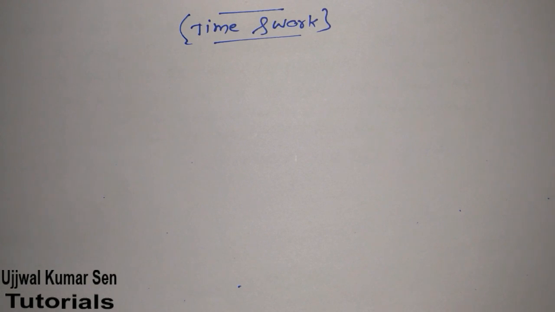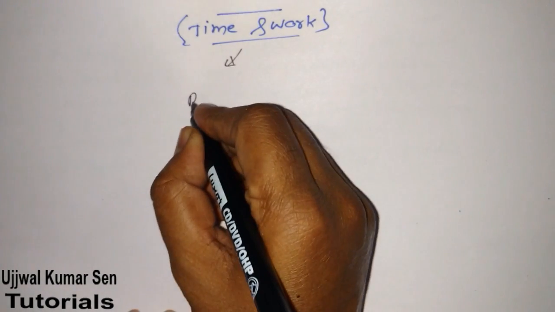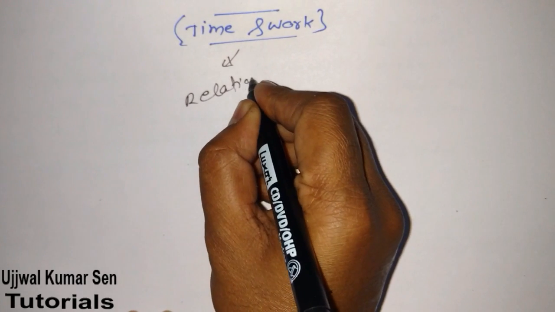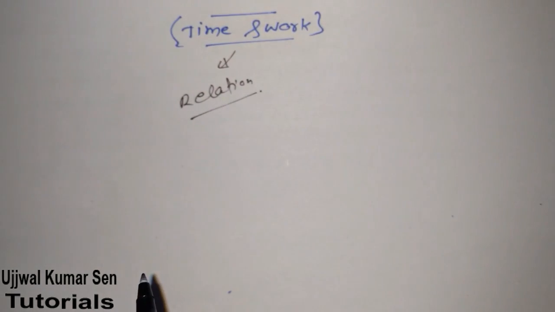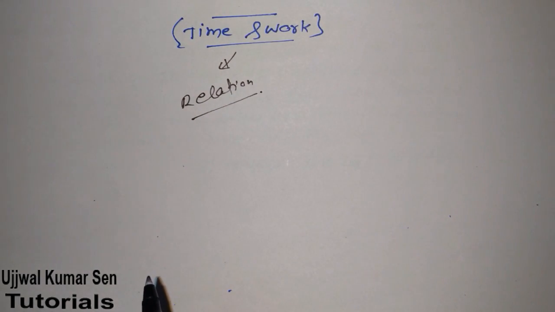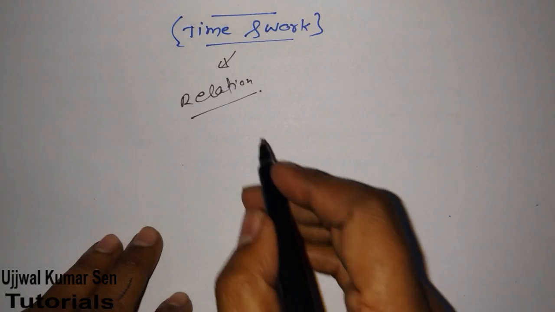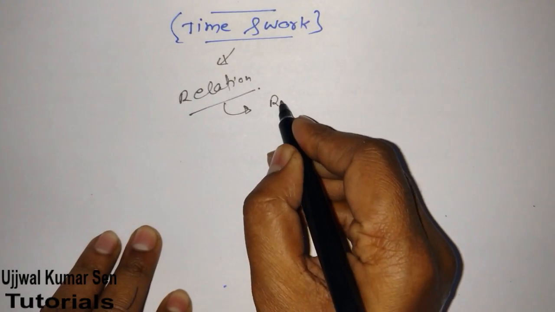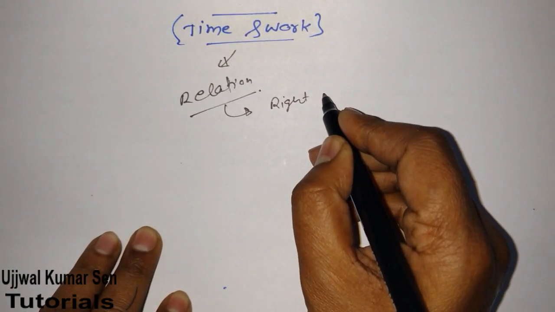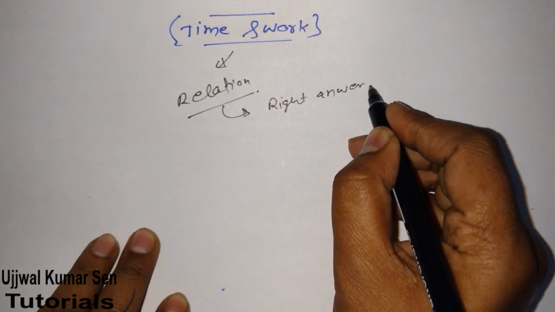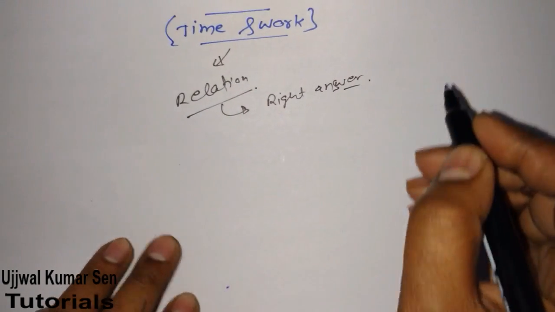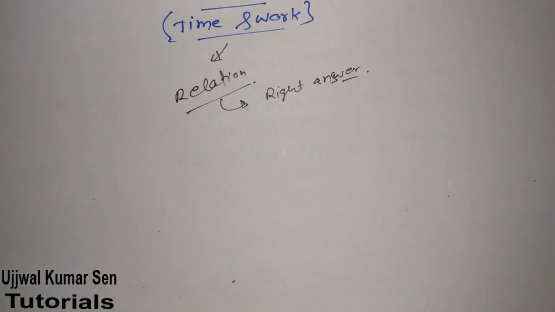To understand time and work, you have to understand its relation. Once you come to know the relation between the given things in the question, it becomes quite easier to get the right answer. You have to make the relation, and only then can you get the right answer quite easily. So first of all, how can you make the relation?